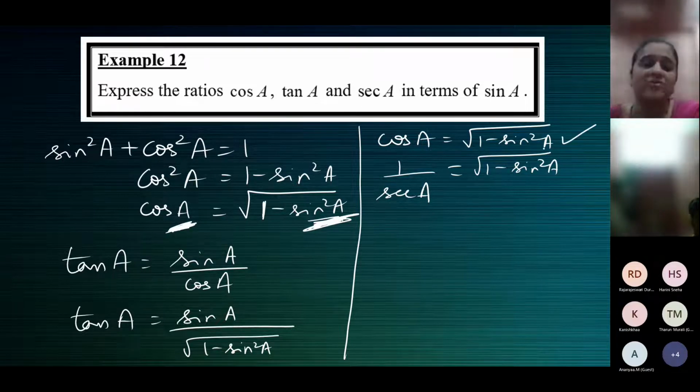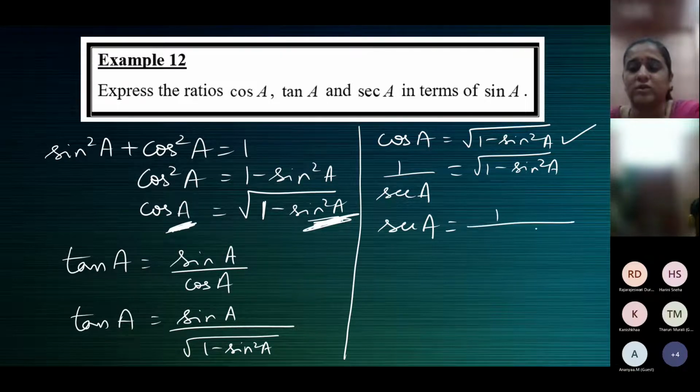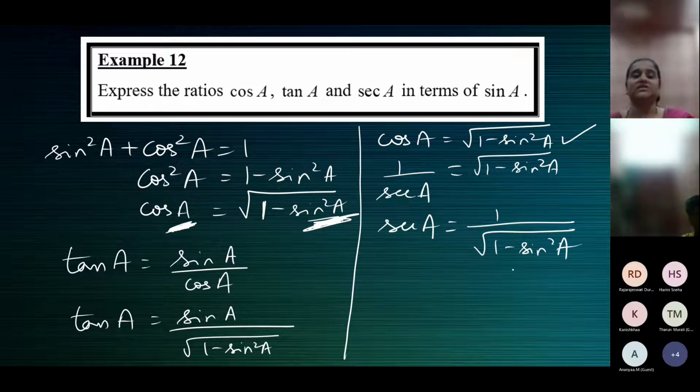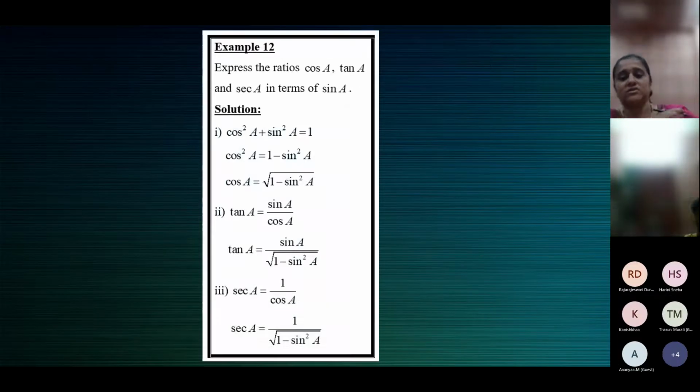Cos A is equal to root of 1 minus sin square A, we just found. Now cos A can be written as 1 by secant A is equal to root of 1 minus sin square A. Now take reciprocals on both the sides. So secant A is equal to 1 by root of 1 minus sin square A. Like this, we have written secant A in terms of sin A. Yes, children, please take down.